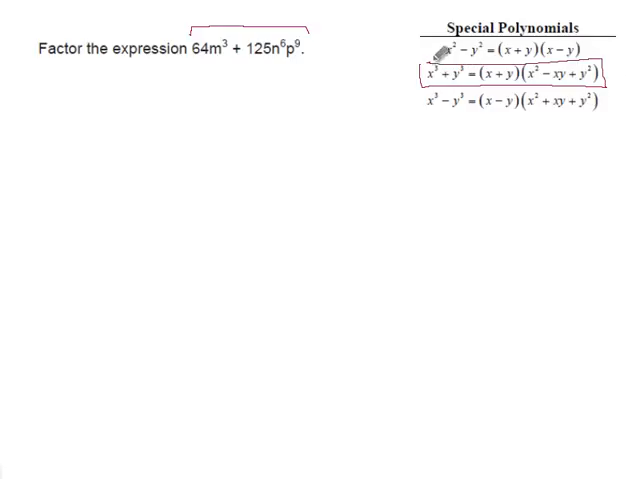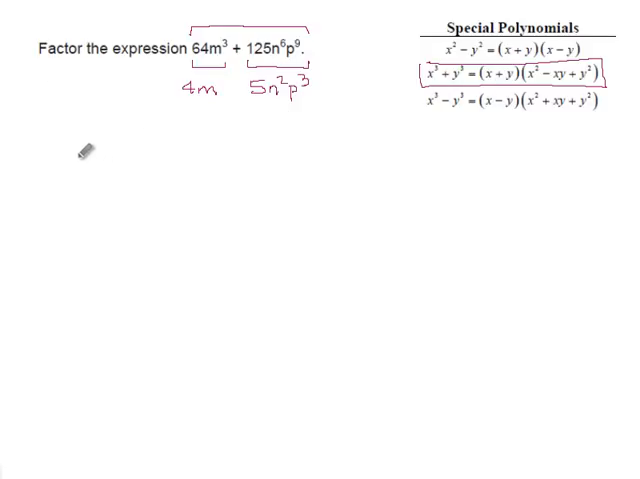And they say that a sum of cubes can be factored as first plus second, first squared minus first times second plus second squared. Not a big deal, not at all different from a difference of cubes except for the tweaking of a couple signs. So the cube root of this first term is 4m. The cube root of this second term is 5n squared p cubed. And we're going to be using those over and over again as we lay out this factorization.